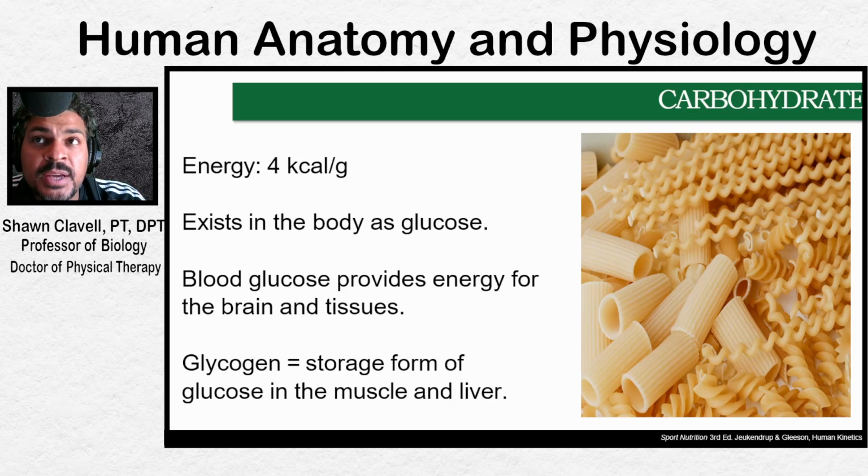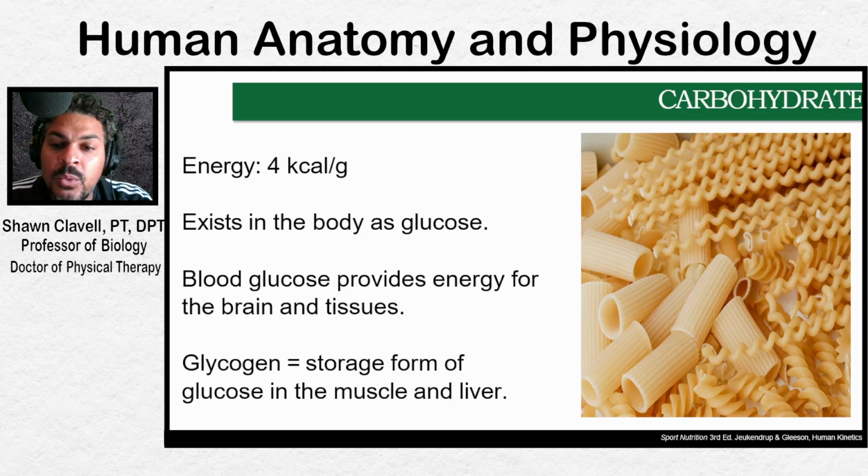Now, carbohydrates, as you can see here, have an energy creation of 4 kcals per gram, right? 4 kcals per gram. And this exists in the body primarily as glucose. It travels to the different regions of the body as glucose, and it provides energy for tissues like your brain. Now, glycogen is the densely packed form of glucose, which is in the muscle and liver.